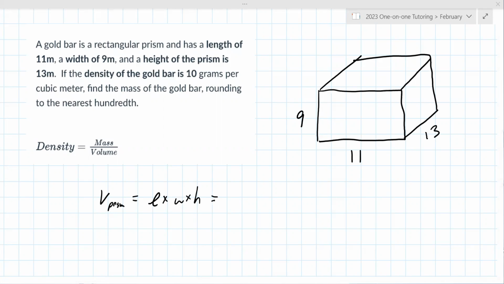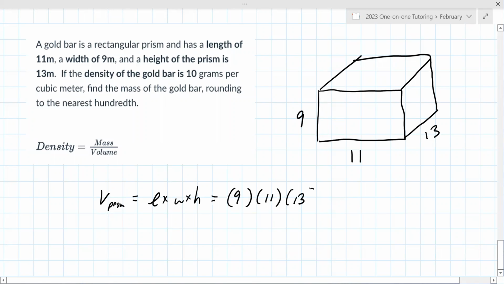So I do 9 times 11 times 13, right? Go ahead and give me the result of that, please. 1,287, and then I divide that by 10, right? No, you gotta be careful here. That's the volume in meters cubed.